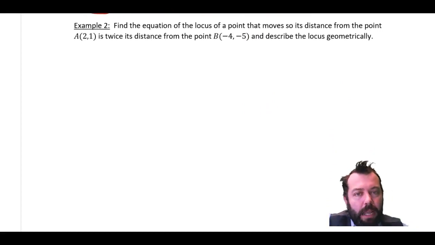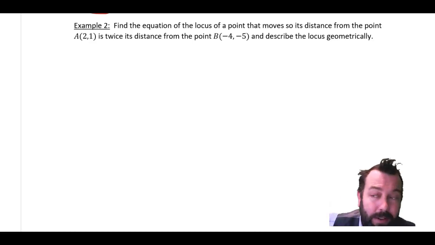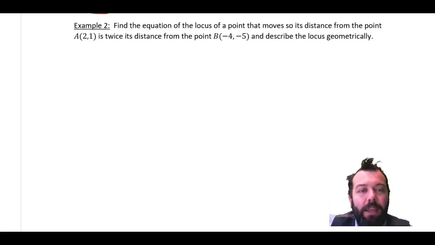Now, the equation of the locus of a point that moves so its distance from the point A, 2, 1 is twice the distance from the point B, -4, -5. What does that look like? I've got 2 points and another point that is always closer to 1 than the other, right? Always closer by a fixed ratio.